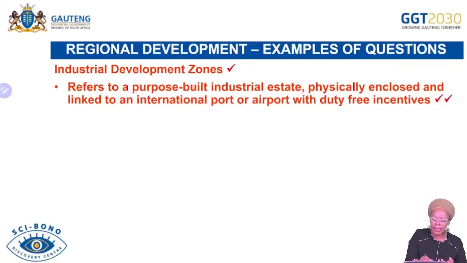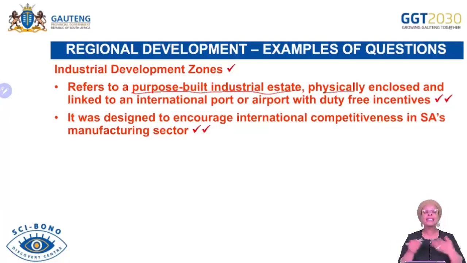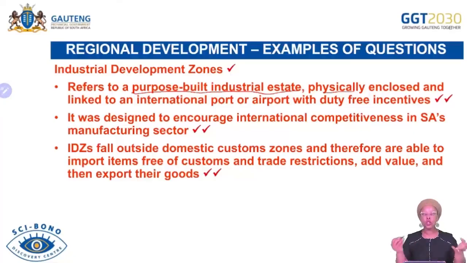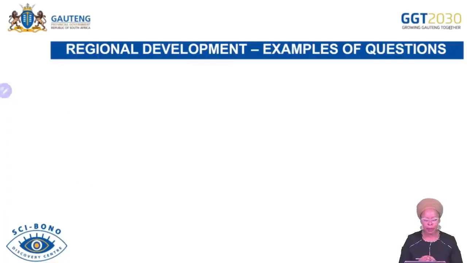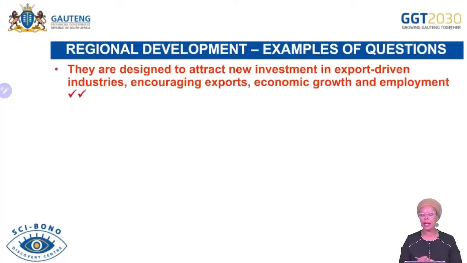You still remember it is a purpose-built industrial estate. It is physically enclosed and it must be linked to a port or airport where there are duty-free incentives. What is the aim? Designed to encourage international competitiveness in South Africa, especially the manufacturing sector. And you should also mention that they fall outside domestic customs zones and therefore are able to import items free of paying import duty. So this is how you should answer your essay.